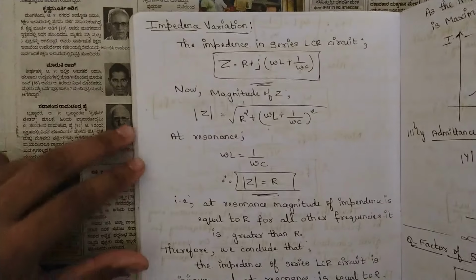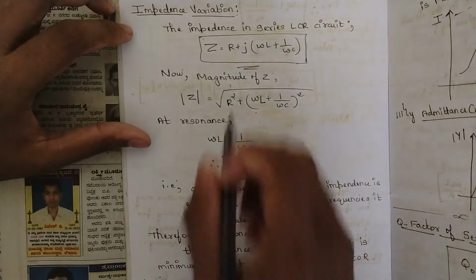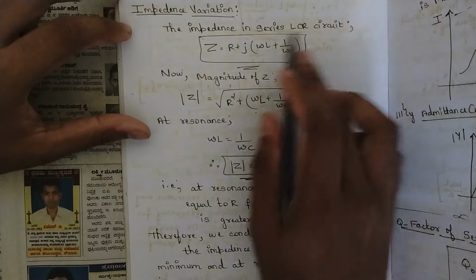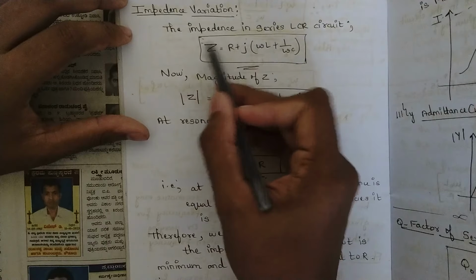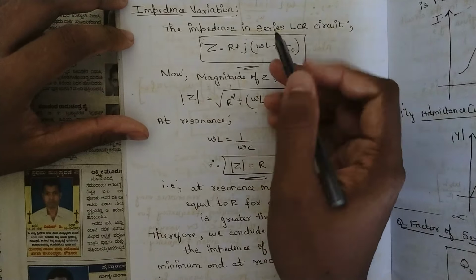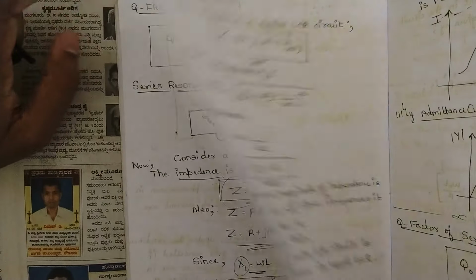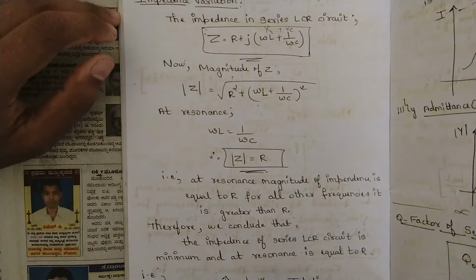Next let us discuss one more concept, that is impedance variation. So what is this impedance variation? The impedance in a series LCR circuit is given, as we have told, as Z is equal to R plus j times omega L plus 1 by omega C, that is XL plus XC. Hope this is clear.